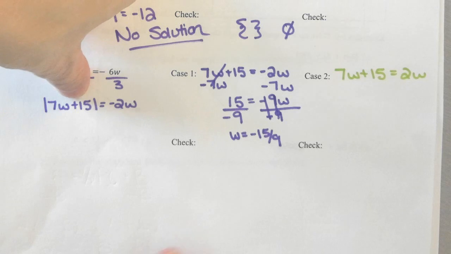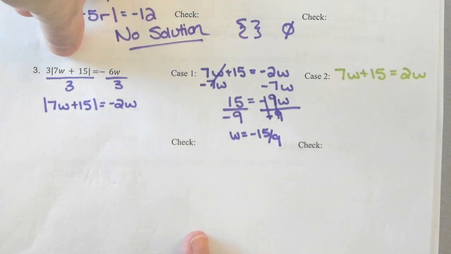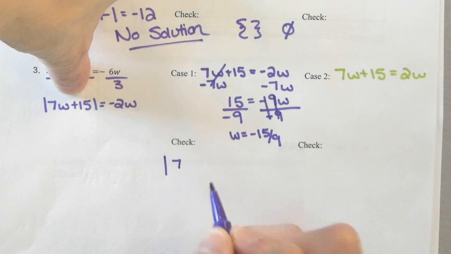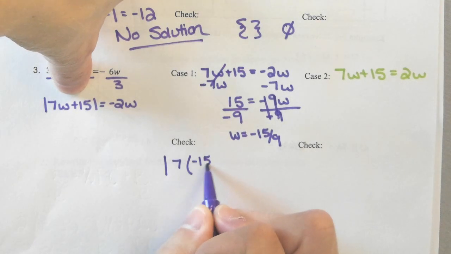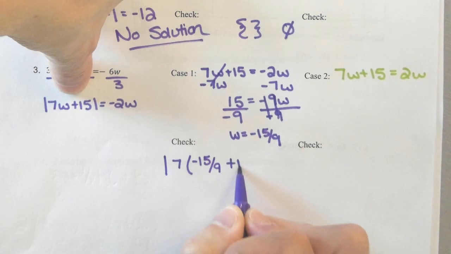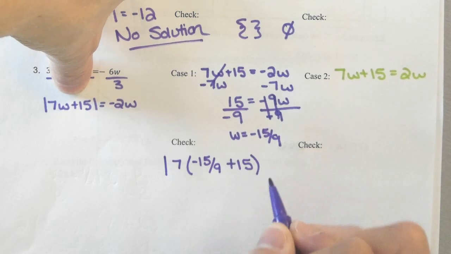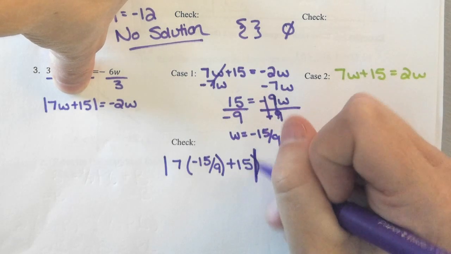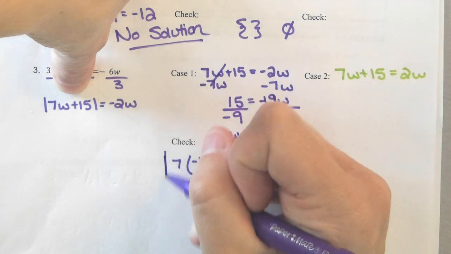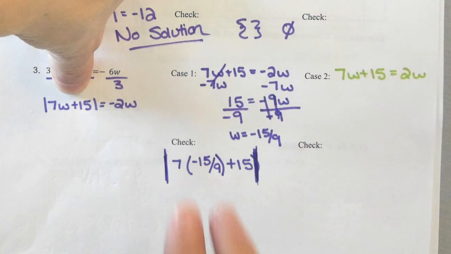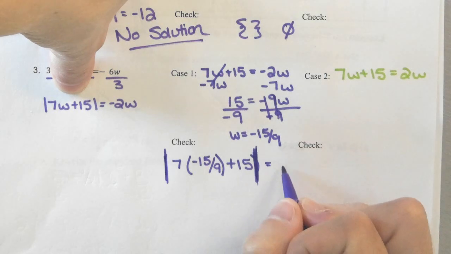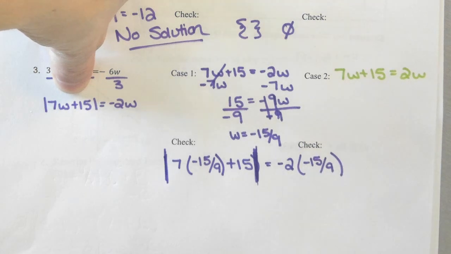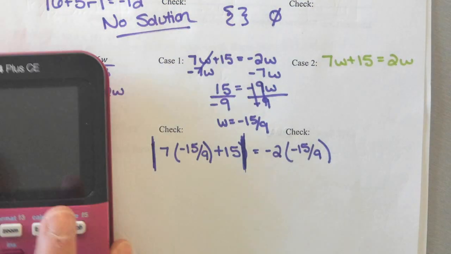I'm going to plug it in right here. You can either plug it into this version or the original. It doesn't matter. I've got my 7. I've got my negative 15 over 9 plus 15. Oops, no, this was just times this. Hold on, I've got too many parentheses going on. These are absolute values. These are parentheses. Equals negative 2 times negative 15 over 9. Okay, we'll see if those 2 things are the same.